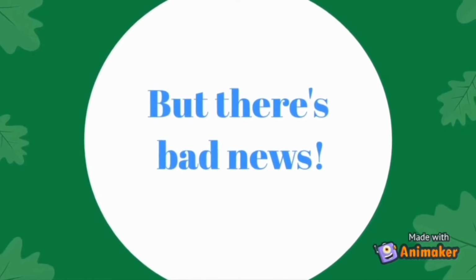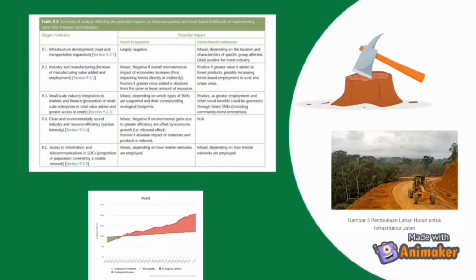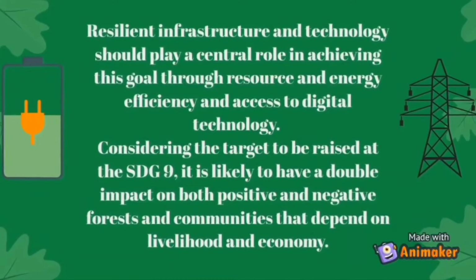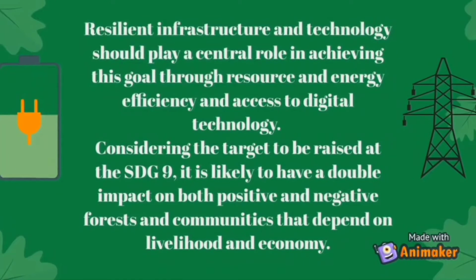But there's bad news. Resilient infrastructure and technology should play a role in achieving this goal through resource and energy efficiency and access to digital technology. Considering the targets raised in SDG number 9, it is likely to have a double impact, both positive and negative, on forests and on the communities that depend on them for livelihood and economy.